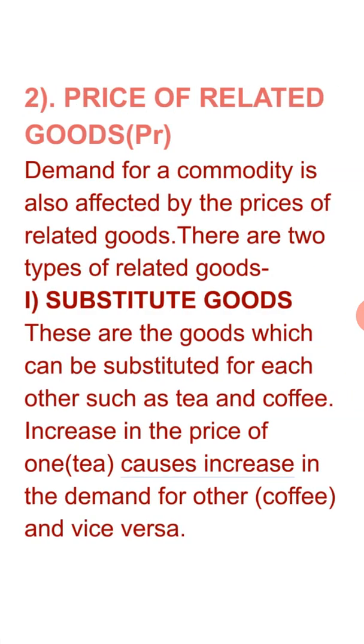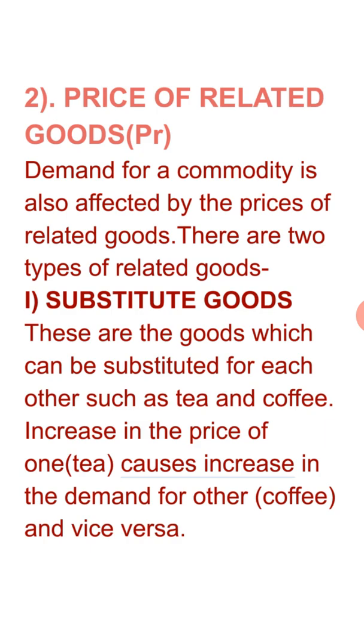Now the second one is the price of related goods, denoted by PR. So dear students, related goods are of two types: substitute goods and complementary goods. What are substitute goods? These are the goods which can be substituted for each other, that means which can be used in place of each other. For example, tea and coffee. For example, ball pen and gel pen. These are the commodities that we can use in place of each other.